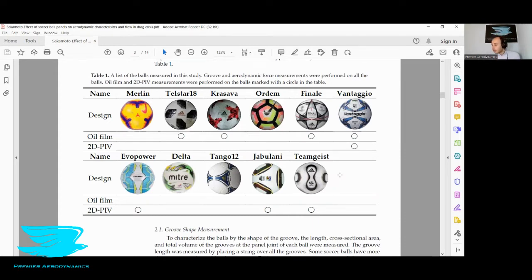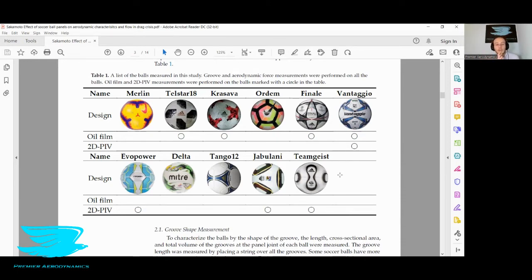So with this paper here, they did quite a few things. They looked at PIV, they looked at some flow viz, but the major things that were interesting were the force measurements, and also some measurements of the groove sizes. One of the major theories they had for this paper was, well, it's either going to be that the groove length, so how many grooves there are on the soccer ball, or the groove size, so how much volume there is in each groove, is going to change the flow physics.